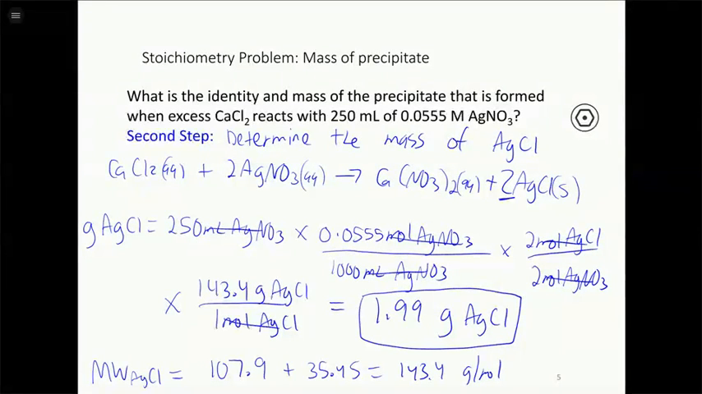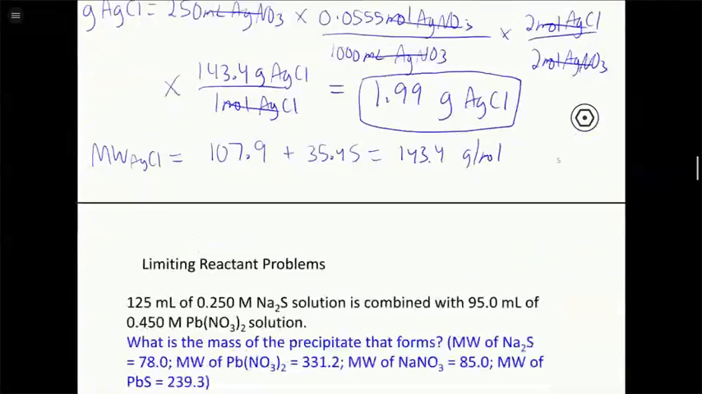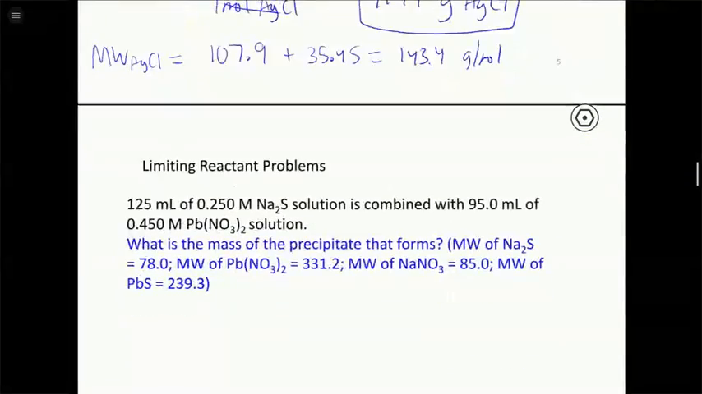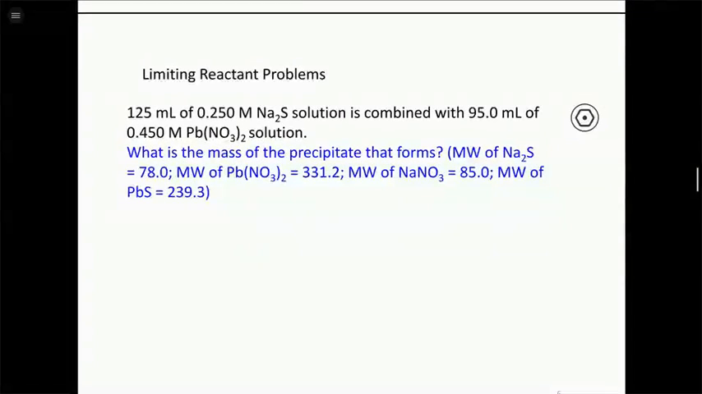All right, so then the next thing we'll do is very similar, but this is going to be a solution stoichiometry problem that involves a limiting reactant. So in this case, we're taking sodium sulfide, 125 milliliters of a 0.25 molar solution, and we're combining it with 95 milliliters of a 0.45 molar solution of lead nitrate. We want to know what is the mass of the precipitate that forms.